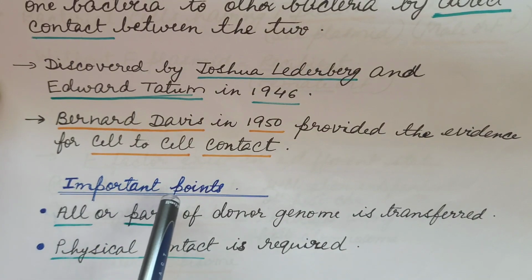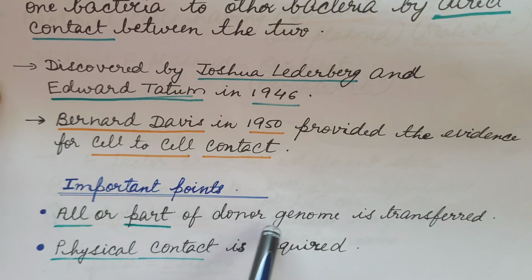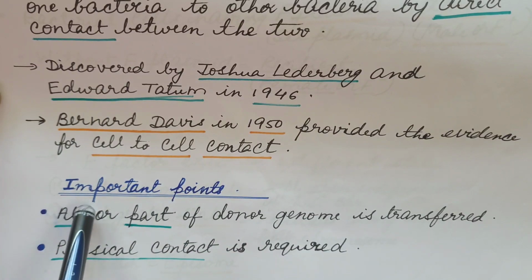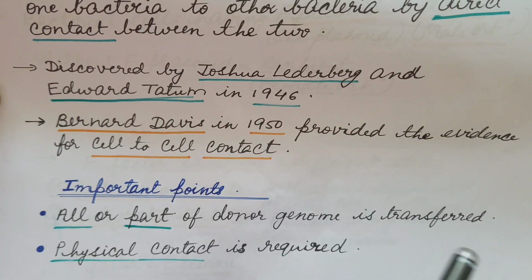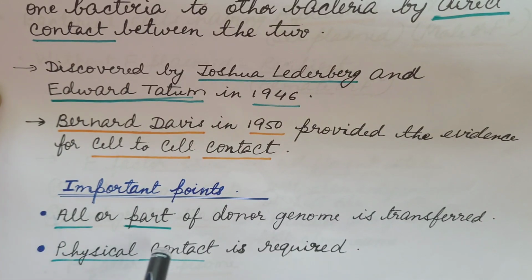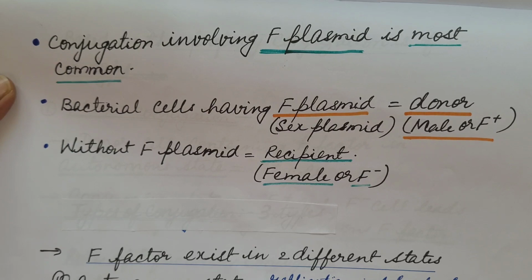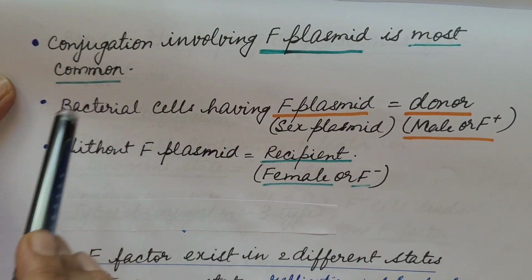Some of the important points related to conjugation: all or part of the donor genome is transferred. So in conjugation, all or part of the donor genome is transferred from one bacterial cell to the other. For conjugation, physical contact is required between two bacterial cells. Conjugation involves different types of plasmids. Conjugation involving F plasmid is most common.